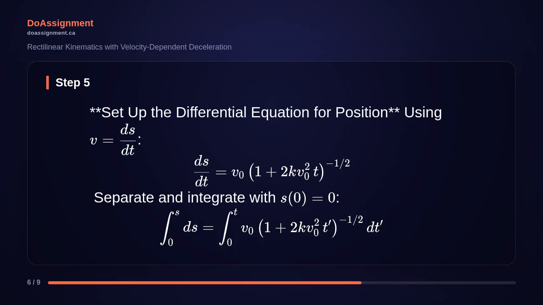Now we use the fact that velocity equals ds over dt. Substituting our expression for v of t, we separate variables again and set up a definite integral from 0 to t, matching the initial condition that s equals 0 when t equals 0.